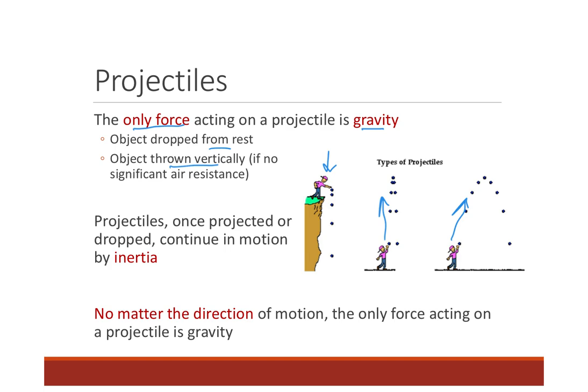Projectiles, once they have been launched or projected or dropped, will continue in motion because of inertia. An object in motion stays in motion. No matter what the direction of the motion is, whether it has been dropped and so it seems to be moving straight down, or it's been thrown upward at some angle where it seems to be moving upward and then downward, the only force, remember, acting on this projectile is gravity.